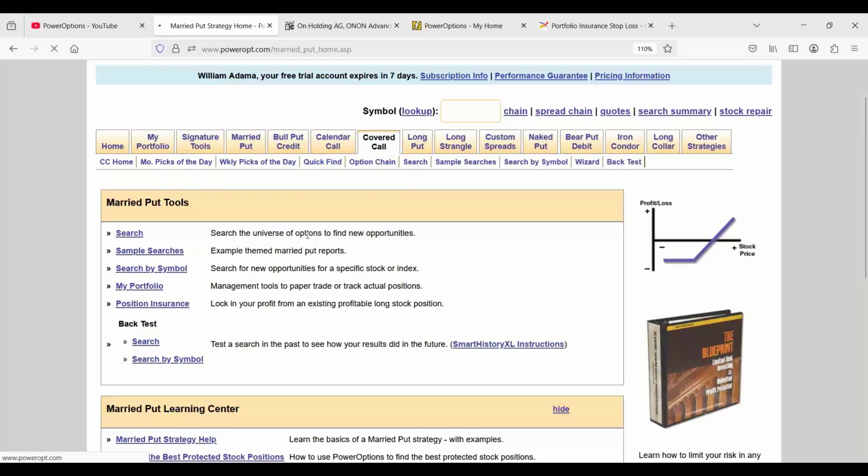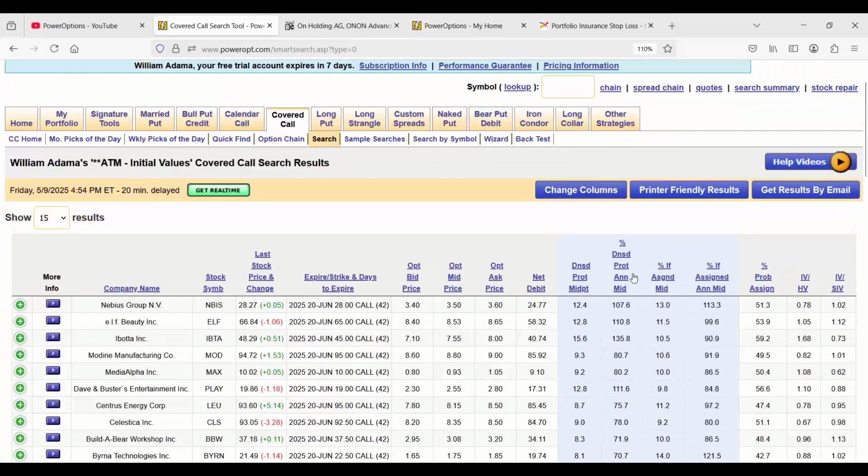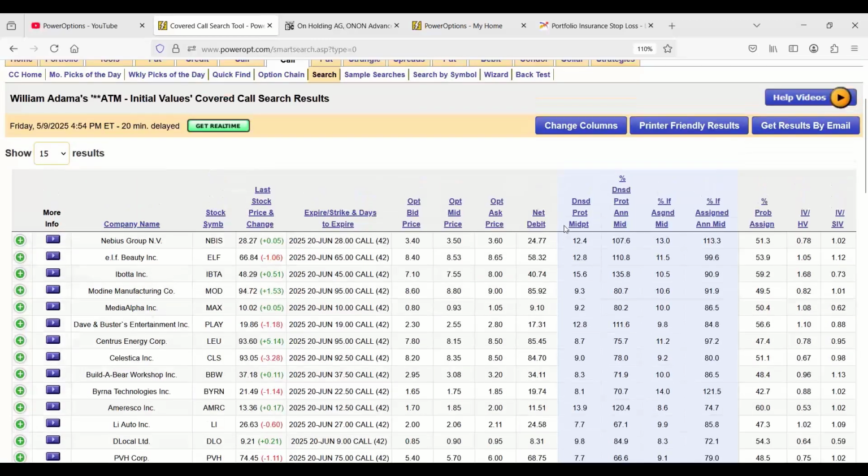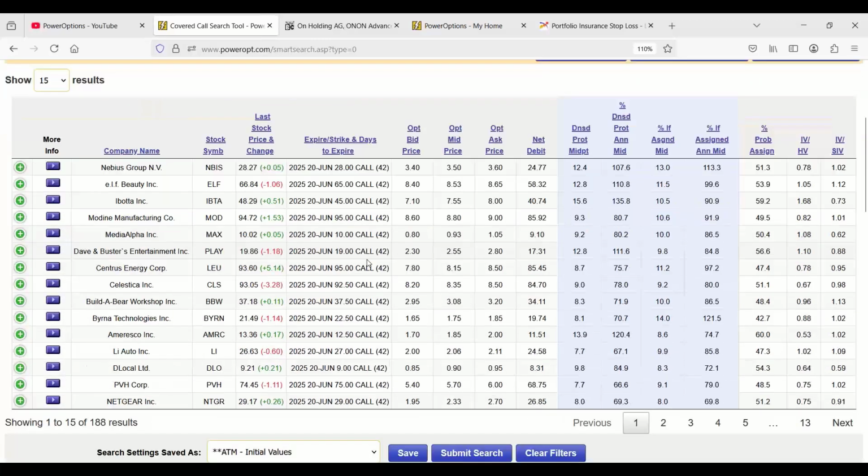Let's go to the search tool. And of course, this illustrates where you can change the columns and pick and choose what you want to view in the search. That's a concept that we're looking at maybe for the portfolio tools, David. All right, but for Patrick, hey, we've got covered calls. What are we looking at here?